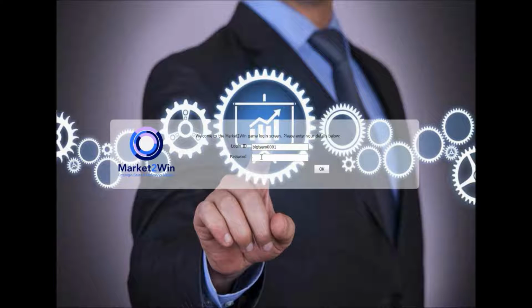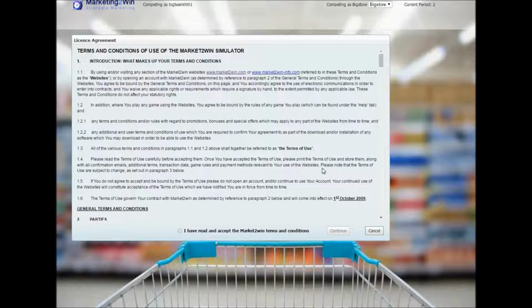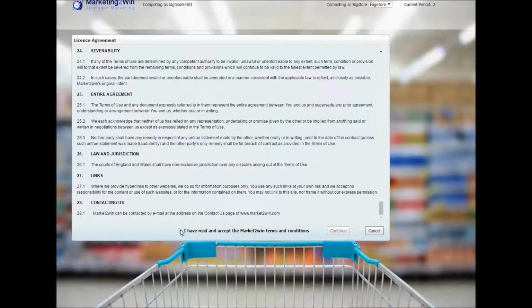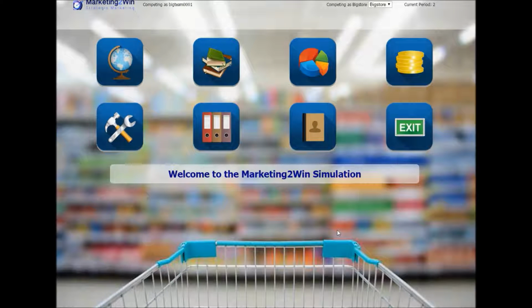So there's a login ID up there. Just tap in the password here, and it's important to hit the OK button. Don't hit the return button on your keyboard, but hit the OK button there. That will pull up some terms and conditions. So you simply need to scroll down right to the bottom there, accept those, hit continue, and that will take you into the home screen.